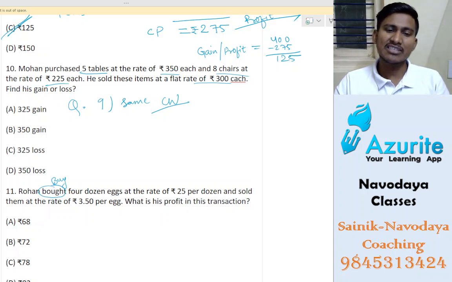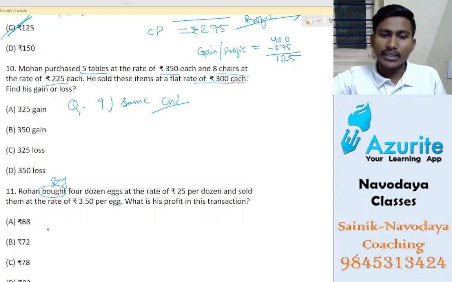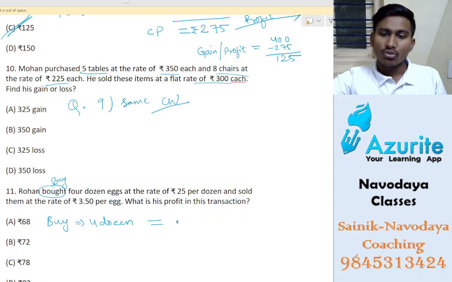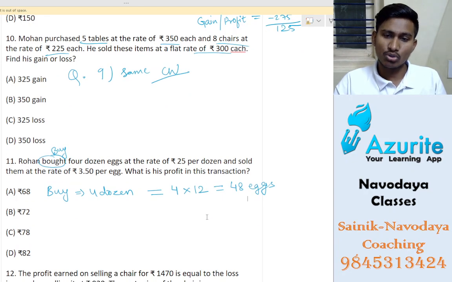So in total how many eggs is he buying? He is buying 4 dozen eggs. We have to understand that first. So buying is how much? 4 dozen eggs. So 4 dozen means how much? Sir, 4 into 1 dozen, which is 12. So in total how many eggs did he buy? 12 fours are 48. So he bought 48 eggs in total.